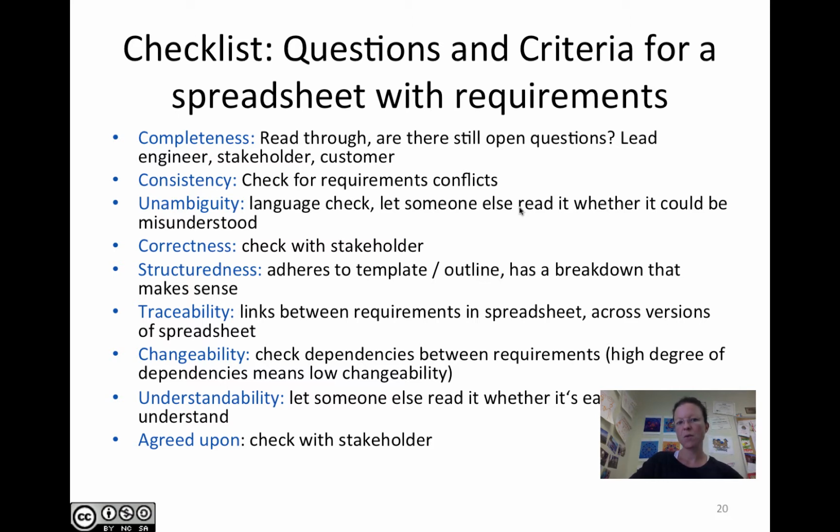For structuredness, we check whether it adheres to the template or outline and whether it has a breakdown that makes sense. For traceability, we check links between requirements in the spreadsheet and across versions of the spreadsheet. Changeability then checks dependencies between the requirements. So a high degree of dependencies means a rather low changeability because it just makes it tough to be consistent. And then understandability is checked by letting someone else read it, whether it's easy to understand. Agreed uponness, again, we got to check with the stakeholders.